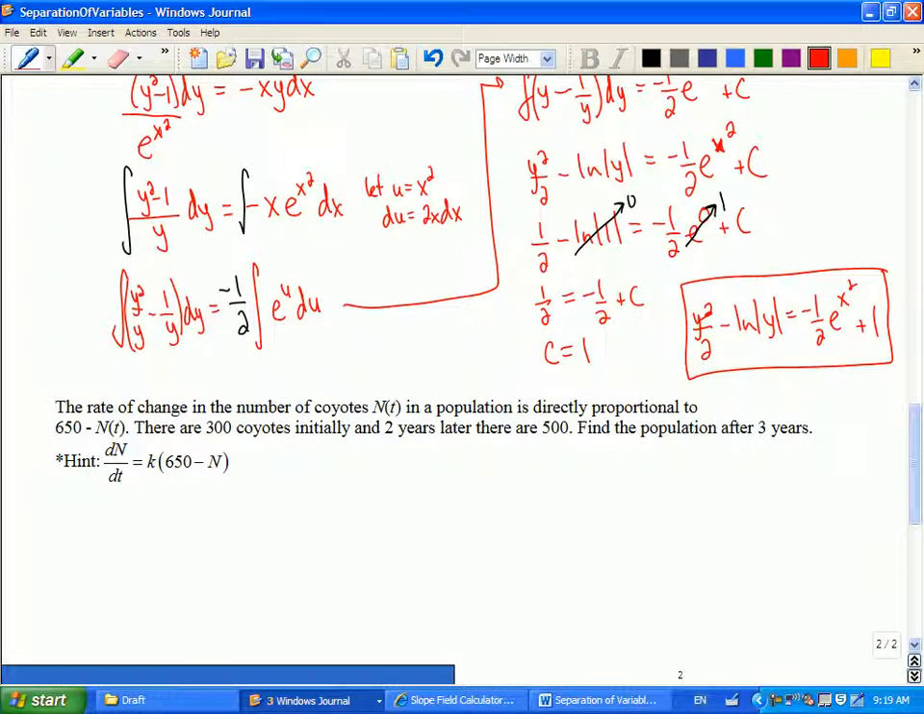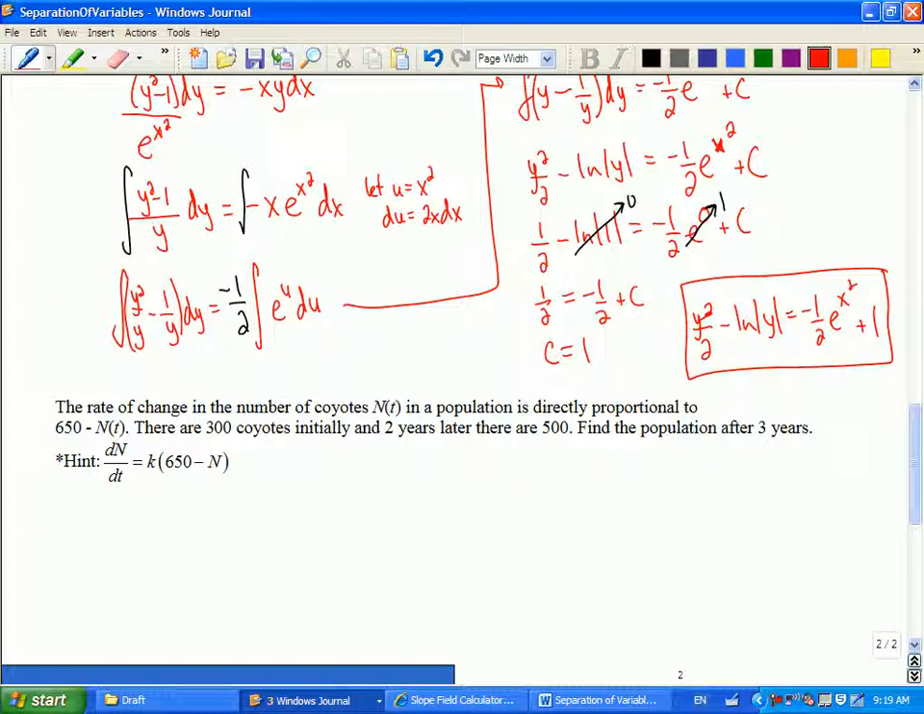So here's a question to tie our last lesson from applications back to what we did yesterday on growth and decay. It says the rate of change in the number of coyotes is directly proportional to 650 minus that number. There are 300 coyotes initially, and 2 years later there are 500. What is the population after 3 years?